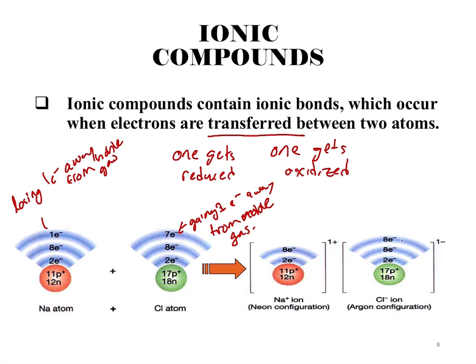Right? Because if we gain one more, we fill our octet on the chlorine, and if we lose one on the sodium, we gain a full octet, or a full valence shell, right? So what happens is when these two elements come next to each other, this electron will be transferred completely to the chlorine atom. And what you have as a result is a positive charge here and a negative charge here.